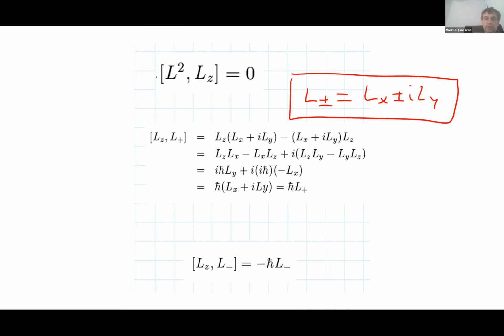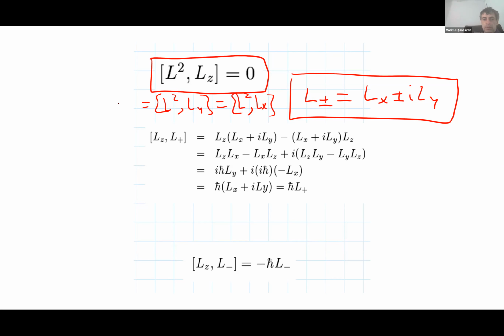Right. So first of all, you're going to see that whilst Lx and Ly don't commute, L squared commutes with all of them. So L squared also commutes with Ly, also commutes with, basically, all of them. Okay. That means that you can specify L squared and Ly simultaneously, or Lz.